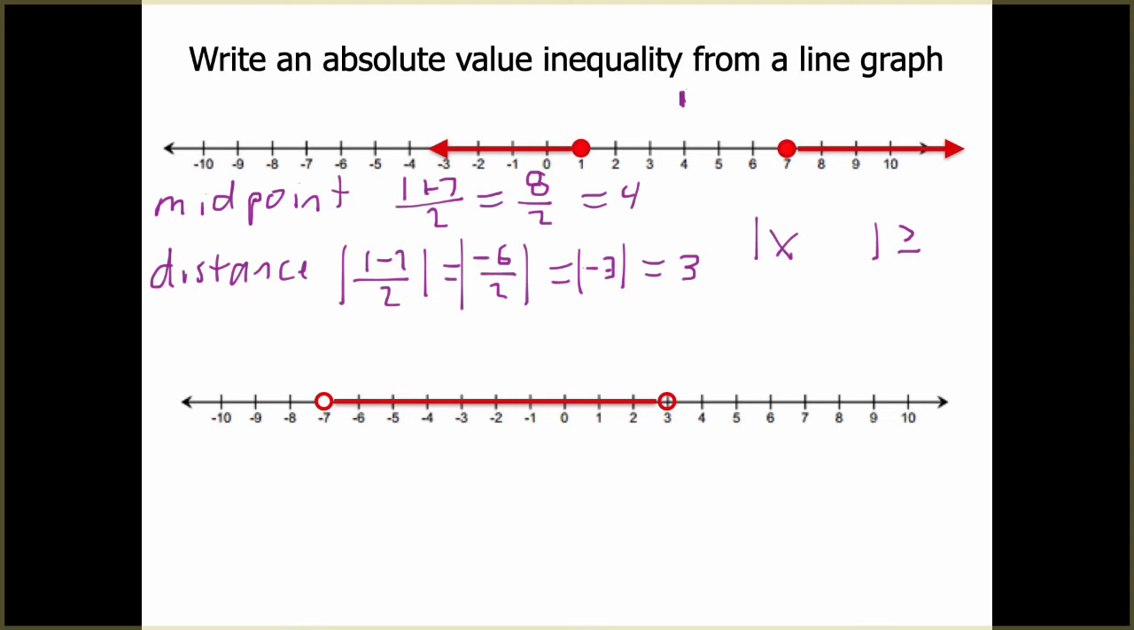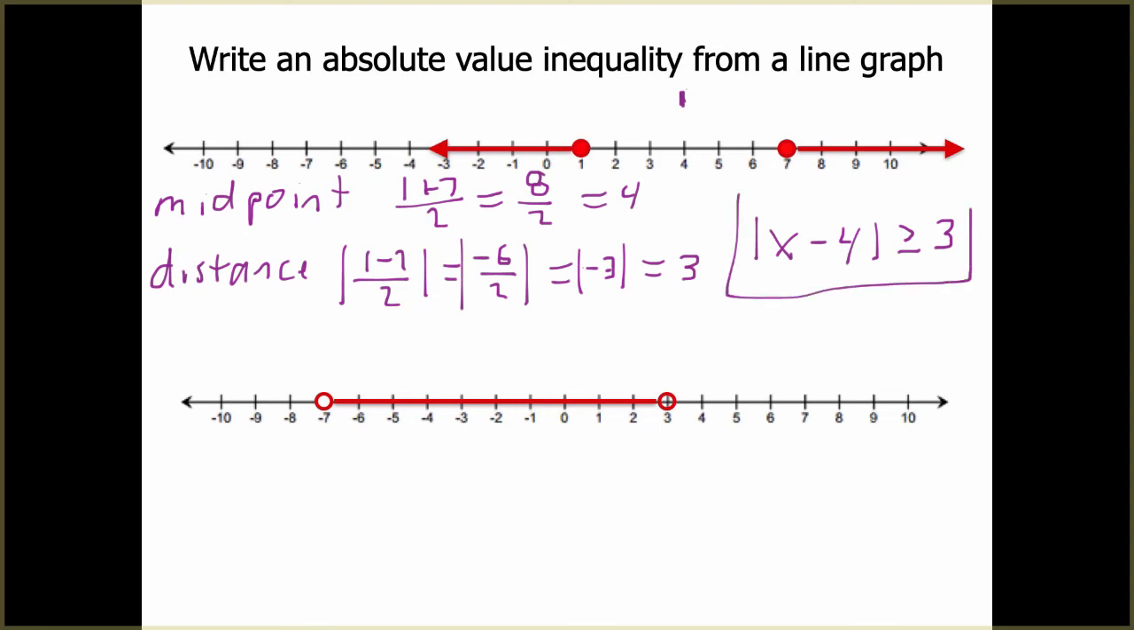Since we want to be around 4, this is x minus 4. And then our distance is what goes on the other side of the inequality. Our distance is 3 units, and that goes over here on the right. So now we have the absolute value of x minus 4 is greater than or equal to 3. And this is the absolute value inequality that represents this number line.